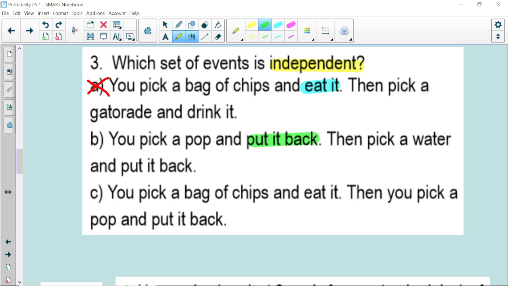So Noah goes and picks up a pop, realizes, oh, that's not the flavor I like. I'm going to put it back. So now there's still the same choices for the second pick. So this one is independent. All right, but we don't want to stop there because there could be multiple correct answers. So let's check choice C. All right, you pick up a bag of chips and eat it. Then you pick up a pop and put it back. Is this one independent or dependent?